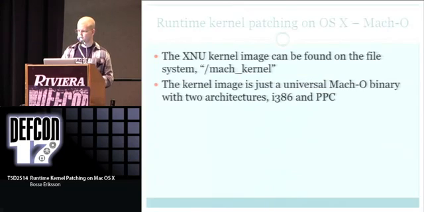And as I said, I was thinking about doing some Mach-O parsing here, but we don't have time, so I'm going to skip it. The kernel is a universal Mach-O binary with two architectures, i386 and PPC. So just read up on how the file format works, and you can parse it pretty easily. I even have some tools to do that I'll give to you later.